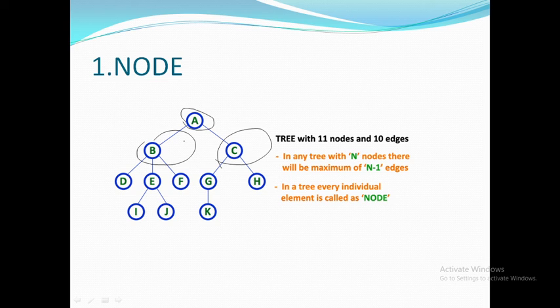So every individual element we call a node. In every tree, every individual element is called a node, every tree has n nodes, and the tree must have a maximum of n minus 1 edges.